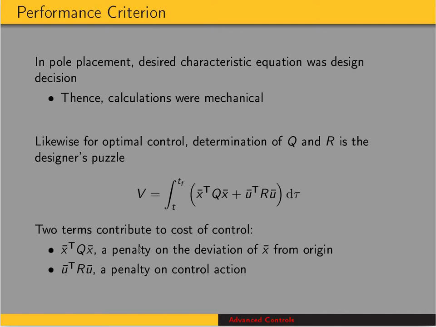In our performance criterion, there are two terms that contribute to the cost of the control. So this is the cost function that we want to minimize, and there are two terms in here. The first is a penalty on the deviation of the state from the origin. So the controller is going to try to drive X bar to zeros. And the second term is a penalty on the control action. We might want to penalize the control action somehow.